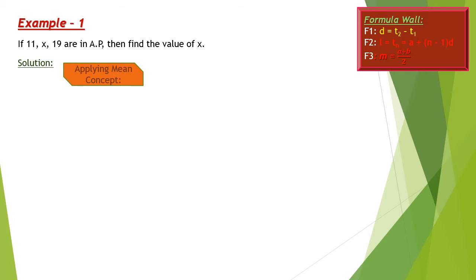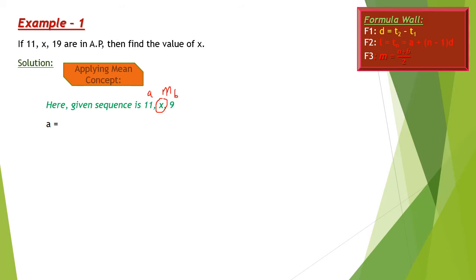and a link is in the description below. You can check there also. From there you can easily get that video. Applying the mean concept. And what is the mean concept? You can see here the given sequence is 11, x and 9, and if we apply the mean concept, this x is the value of M, and this is A and this is B.